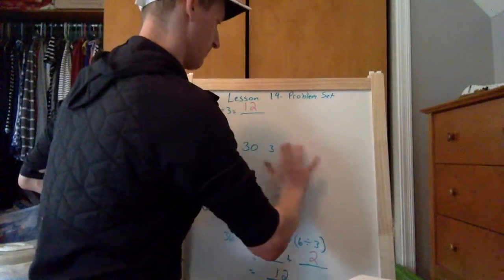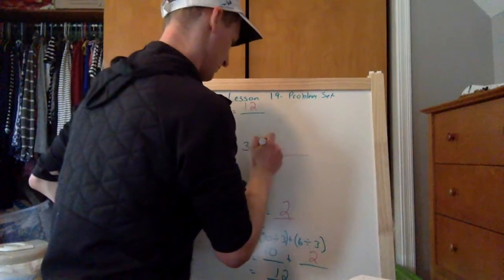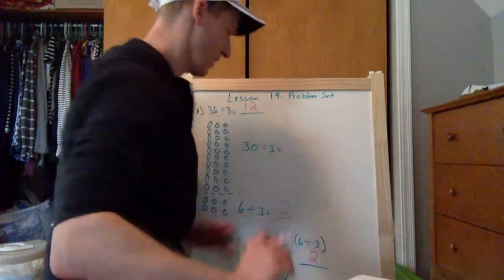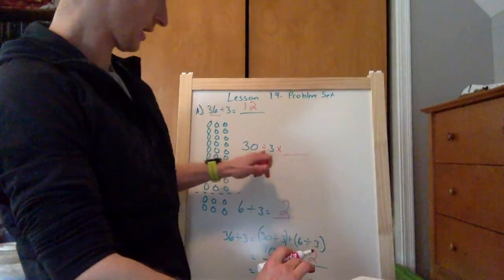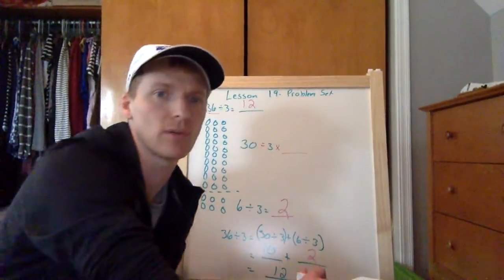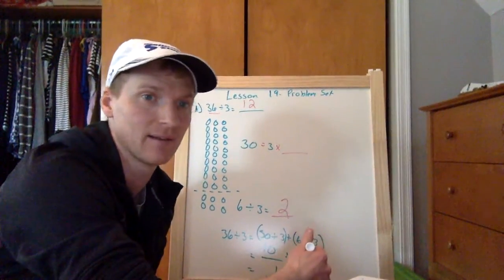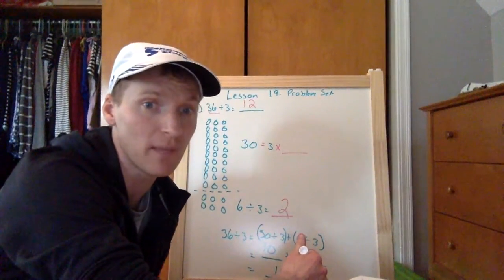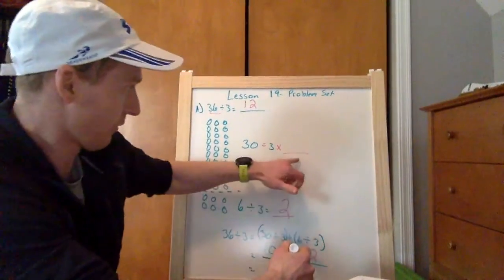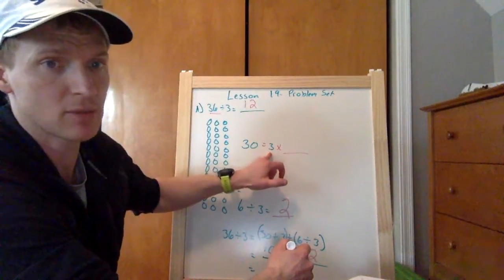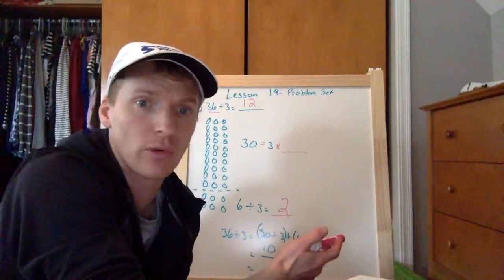And said, blank times 3 equals 30. What times 3 equals 30? 10. We could count by our 3's. What that means, if you're trying to figure this out, we need to know how many times 3 goes into 30. That's all we're doing is dividing.